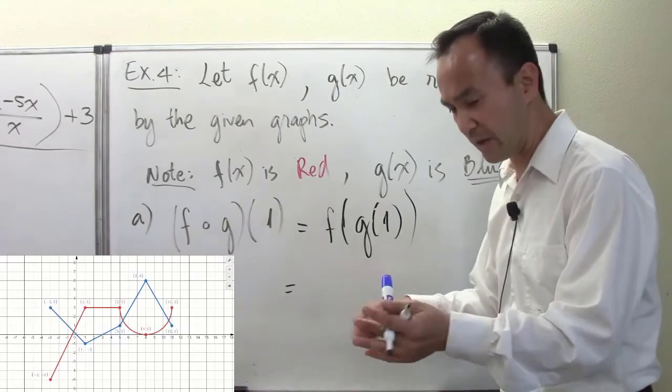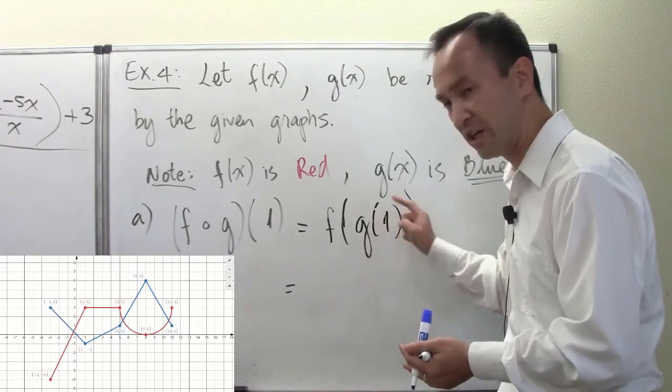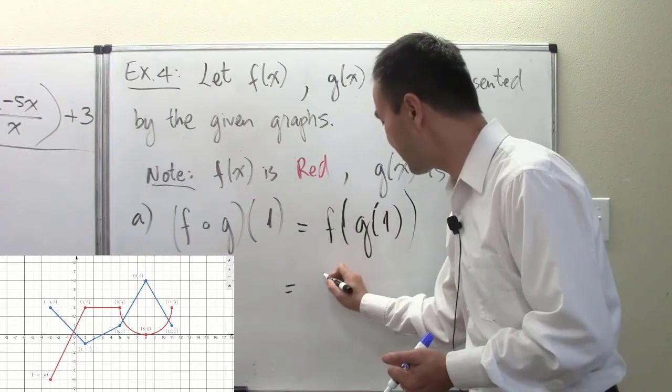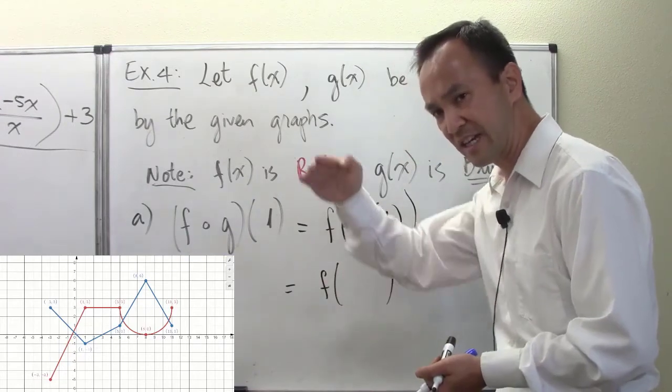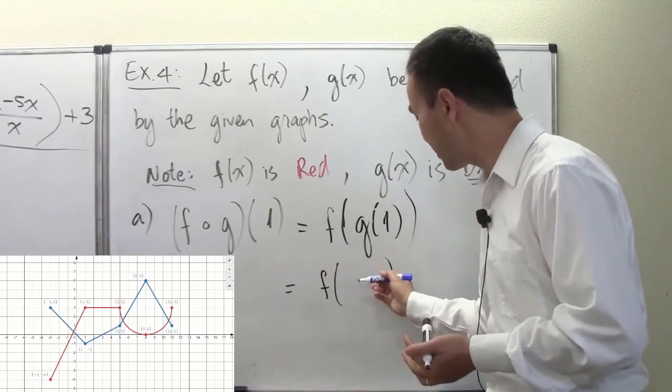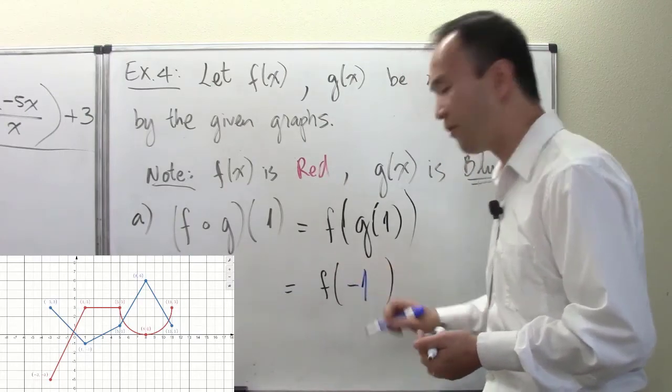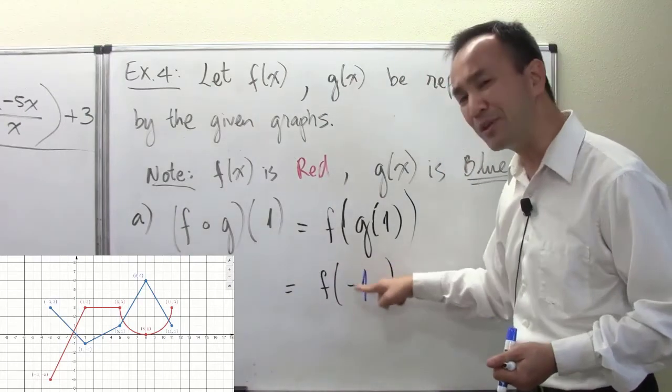Well, we're getting somewhere. So I now have an output for g of 1. That means in the next step, I'm looking at f of, but now the output of g of 1 is indicating that it's negative 1. So now I'm looking at f of negative 1. And allow me to start writing that in blue ink right here.